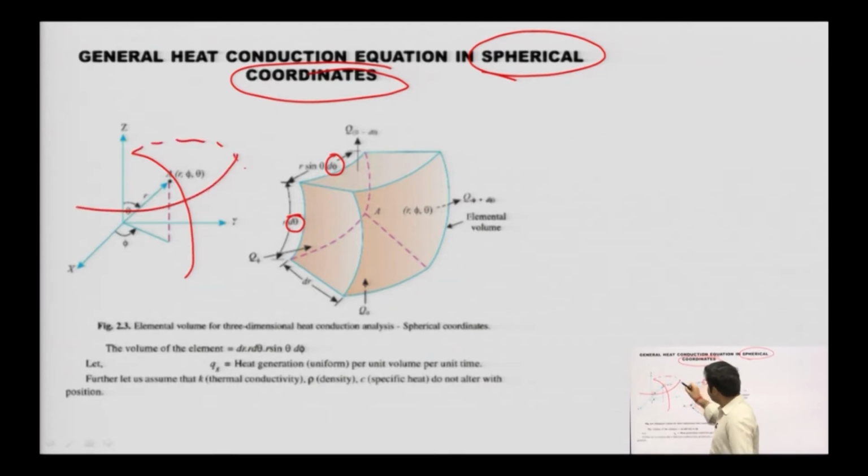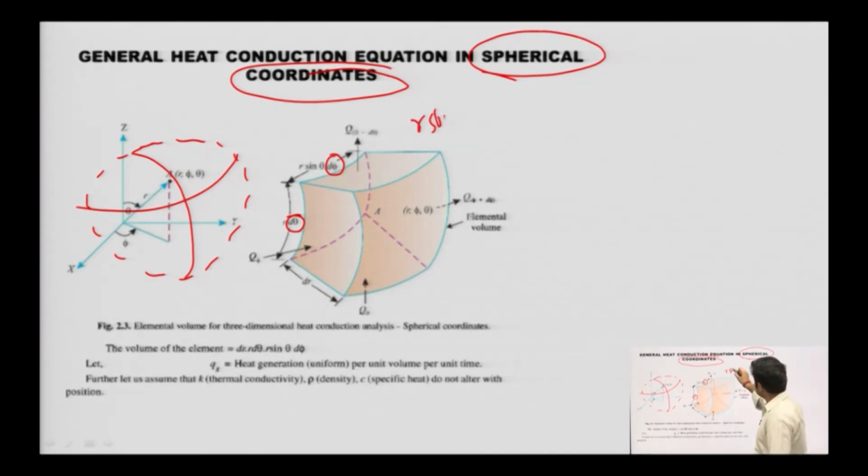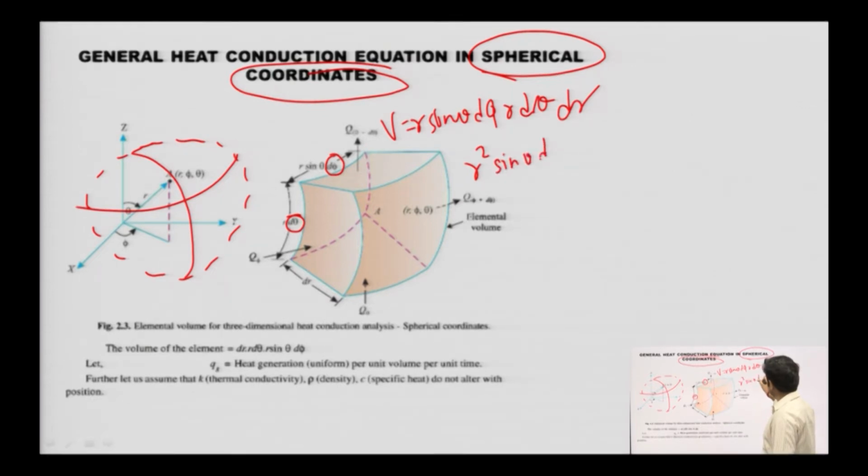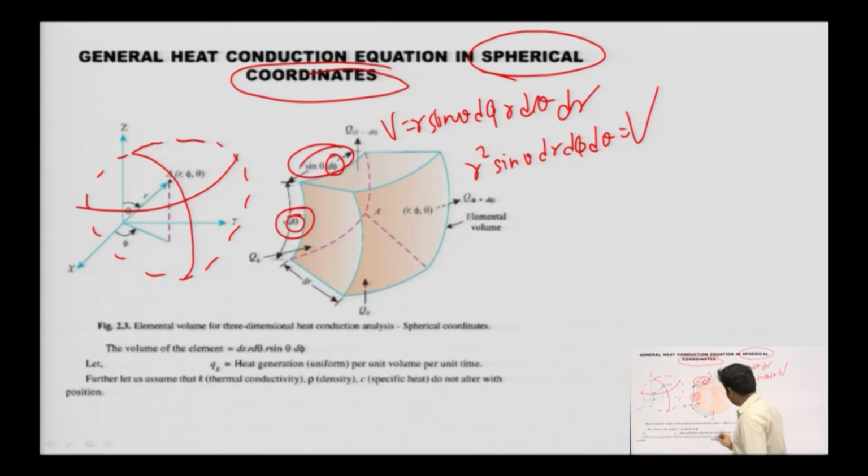So if you complete the locus, it will be just like a ball, like a football or basketball. Okay. So this is a spherical coordinate. The volume of this spherical coordinate will be r sine theta d phi, I am talking about the volume, times r d theta and dr. So it will be r square sine theta dr d phi d theta. These are the dimensions of the spherical element.